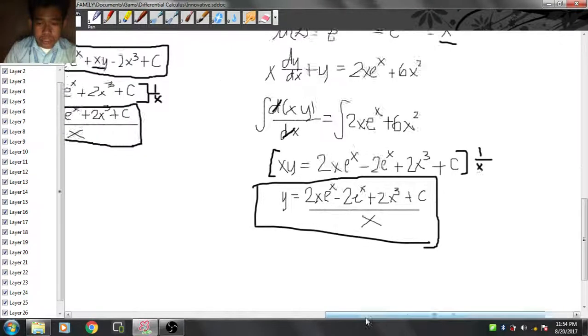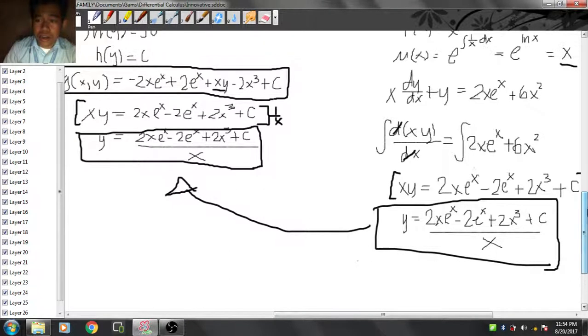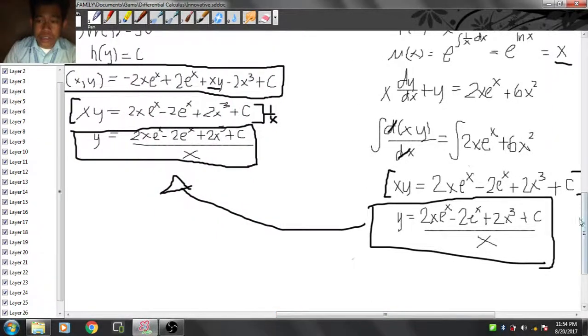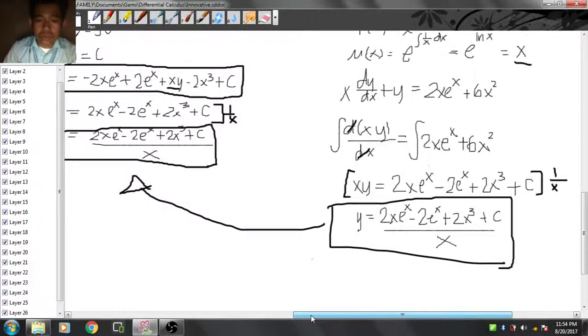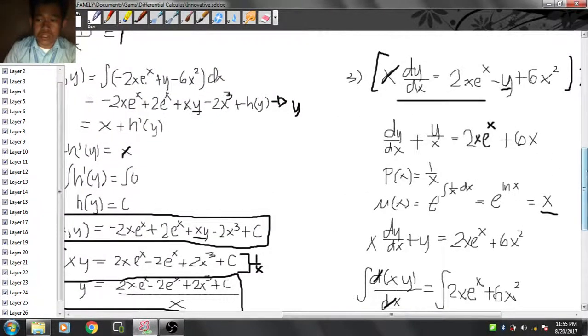So as you can see, both of them are equal. That only means that our equation is correct, since both the exact equation and the linear equation methods of solving give the same general solution of the given equation, which is correct.